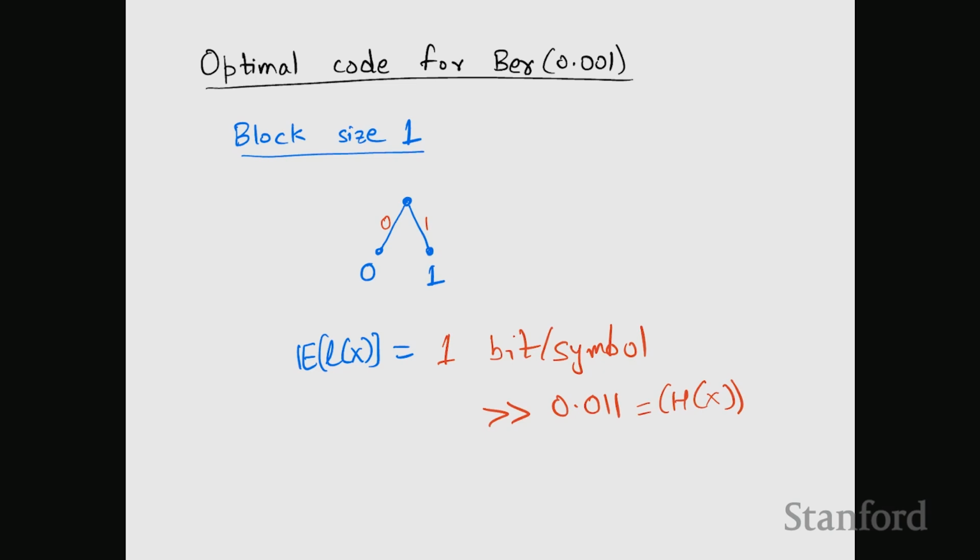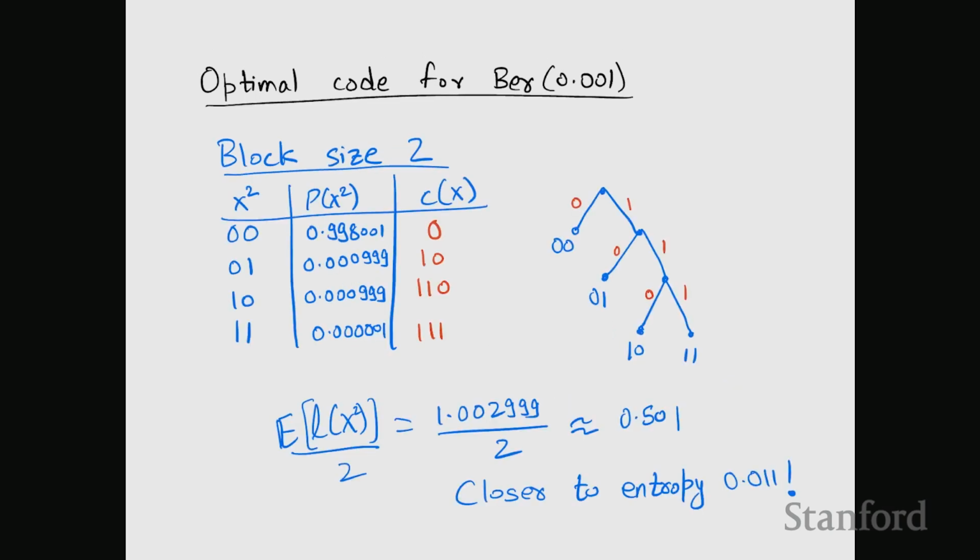So the other thing we have been seeing for a few lectures is to do block coding. So let's write it down. What does block coding really mean? You create this joint symbol. Take x1 and x2, 2 symbols at a time. So you have 4 possibilities: 00, 01, 10, 11. Then you compute the probability of these pairs.